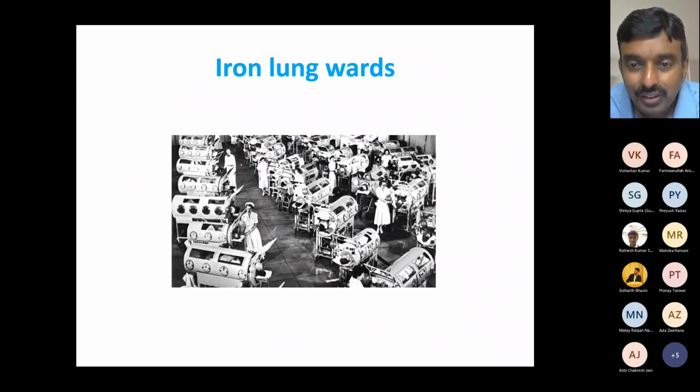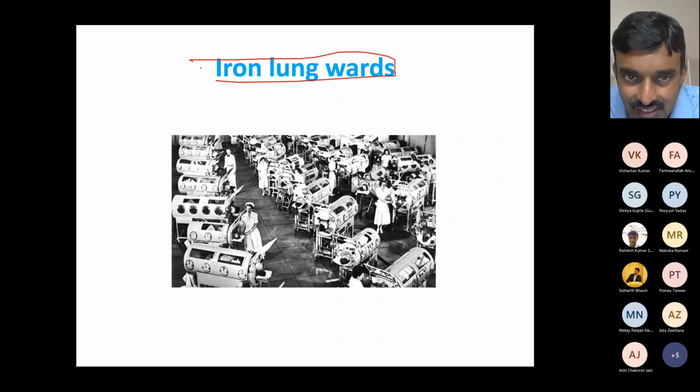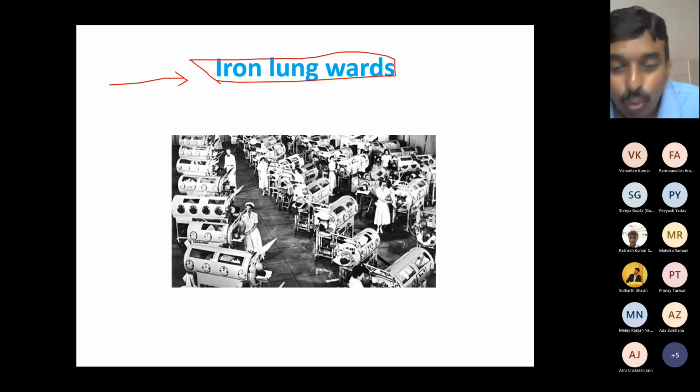The bulbar form, when the respiratory center is affected. Now, in those days, much before, even when I was a child, our parents may be more familiar with this. They used to be in big hospitals. They always had wards which are called iron lung wards.